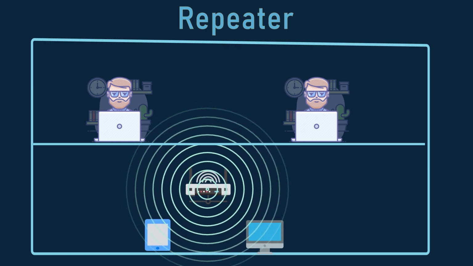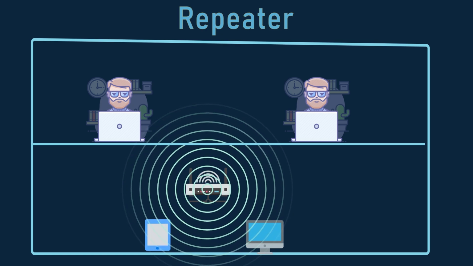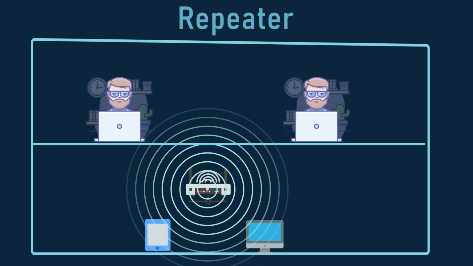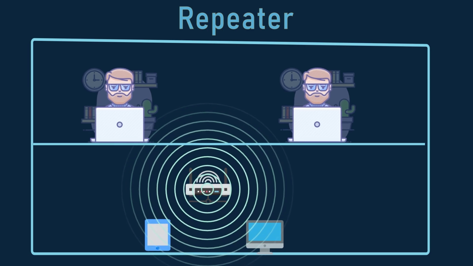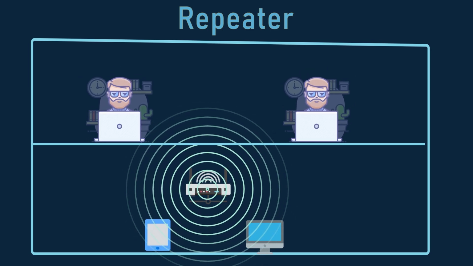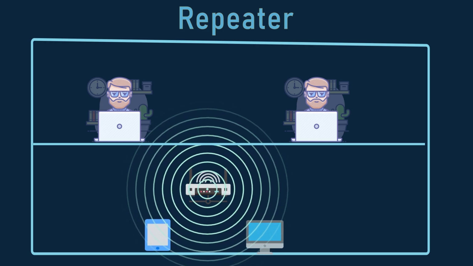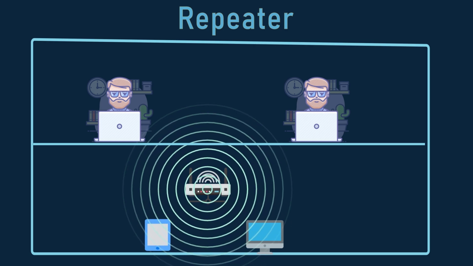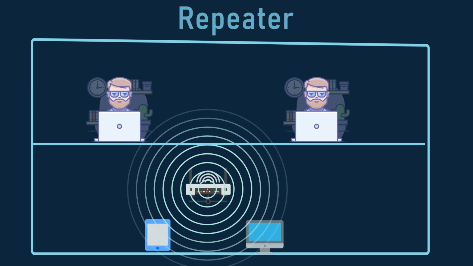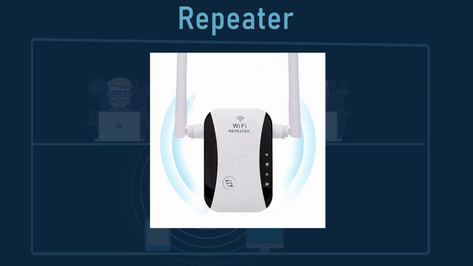Walls and other obstacles can further weaken the signal. As a result, someone staying on the second floor may not be able to use Wi-Fi consistently. They may experience frequent disconnections and a slow connection. This is where the repeater comes in to solve the issue.